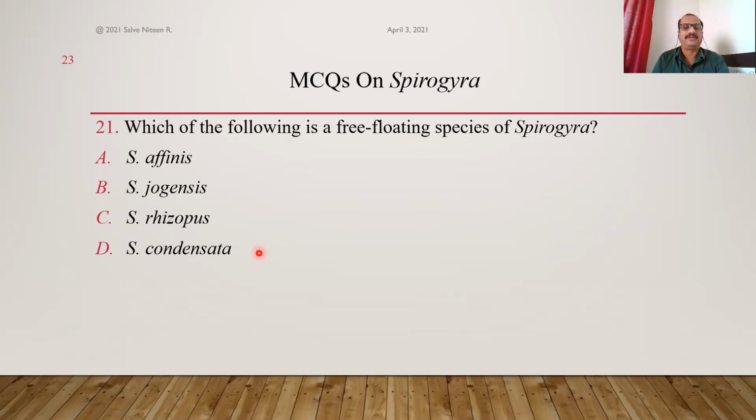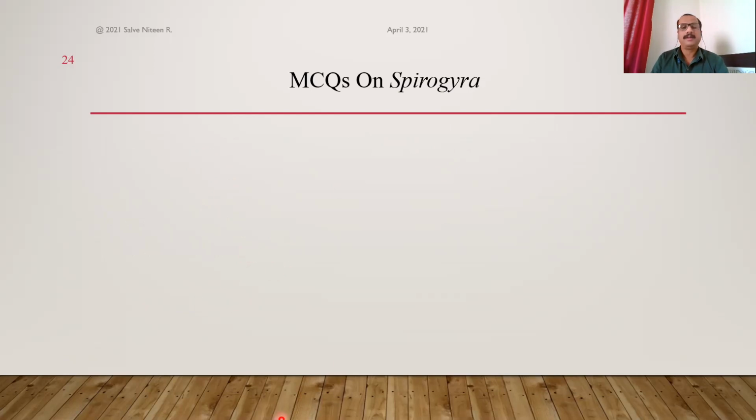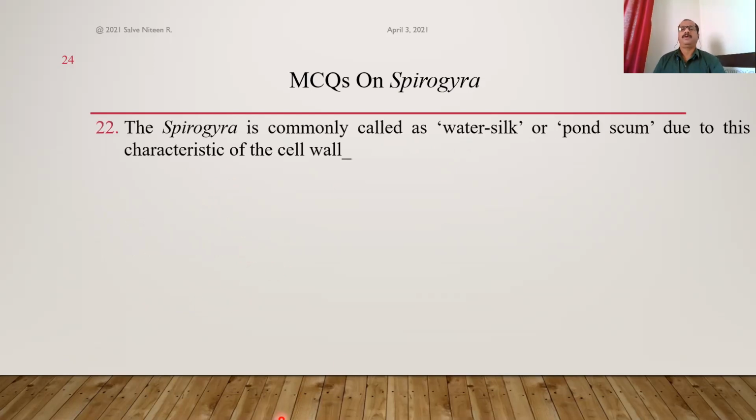And this is free floating species. Spirogyra condensata is the most common species of Spirogyra, which is free floating species. So here the answer is option D. Okay. Next one, Spirogyra is commonly called as water silk or pond scum.